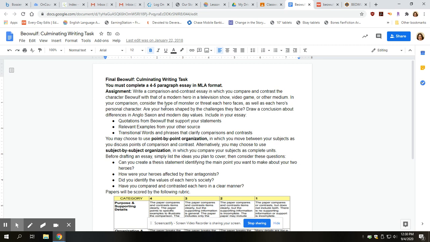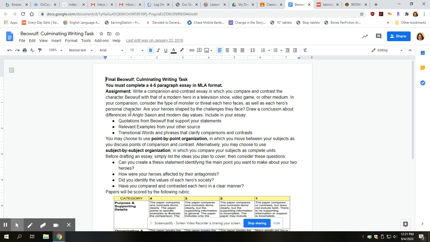In your comparison, consider the type of monster or threat each hero faces. So the hero that you're choosing to write about may not actually fight a monster, but let's say that this is someone in a story who lost their job, or this is someone who's battling an illness, or whatever it may be. Or you might choose a superhero who is fighting an actual monster. This is up to you. As well as each hero's personal character.